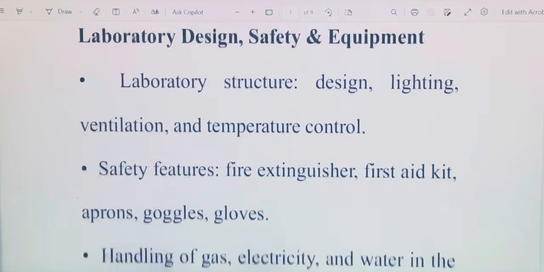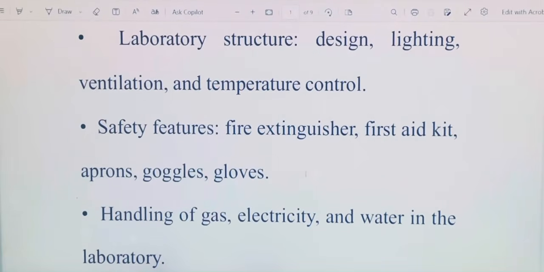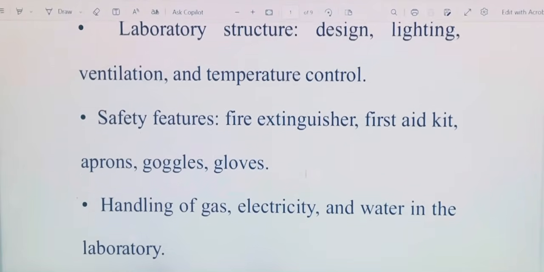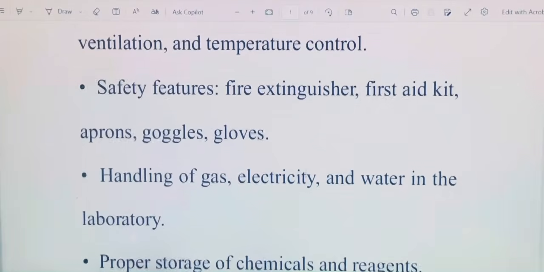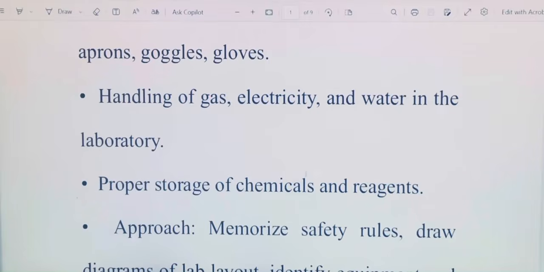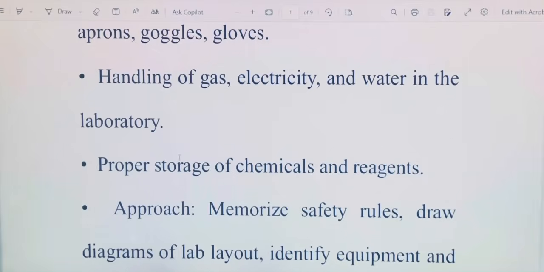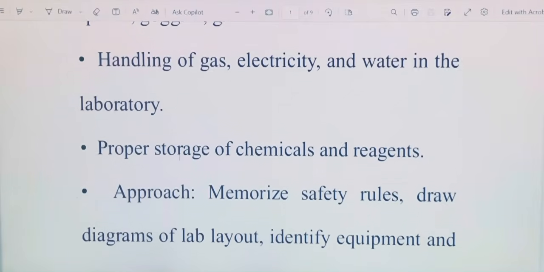Then the next one is safety features, of course, when you start looking at fire extinguishers, first aid kits, aprons, goggles, gloves. Then also have a very good knowledge of handling of gas, electricity, and water in the laboratory. Then also know how chemicals and reagents are properly stored. So study the proper storage of chemicals and reagents.